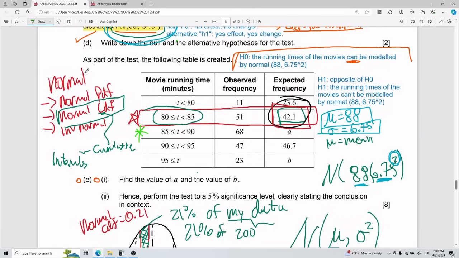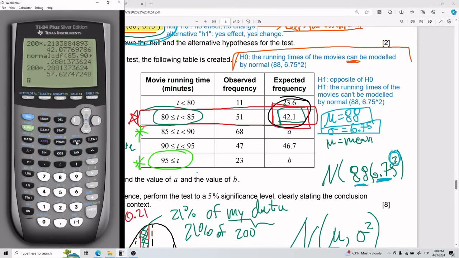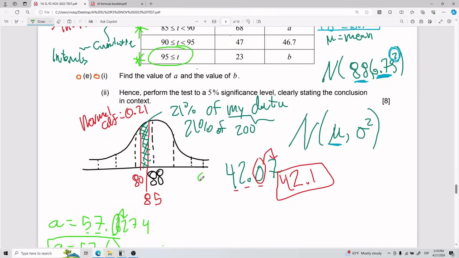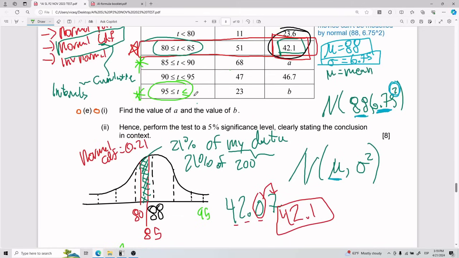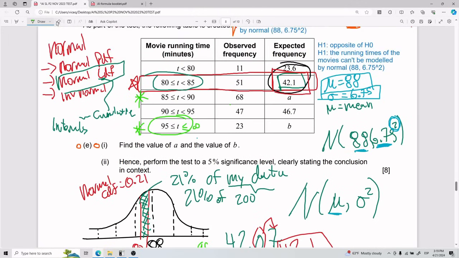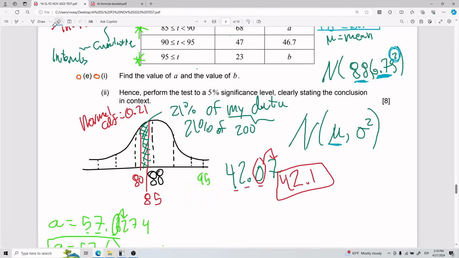And for B, over here, notice how it's a T above 95. This is a little bit weird because you might be thinking, okay, I'm going to put a lower for 95, but what do I put for upper? Think about it this way. You have 95 over here, and your upper is infinity. So it's any value of t that is above or equal to 95. That means it's from this 95 to the right for your whole curve, wherever it ends.